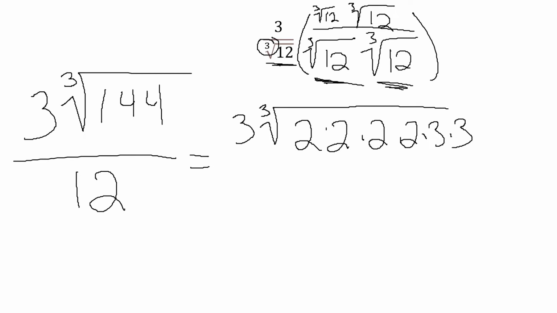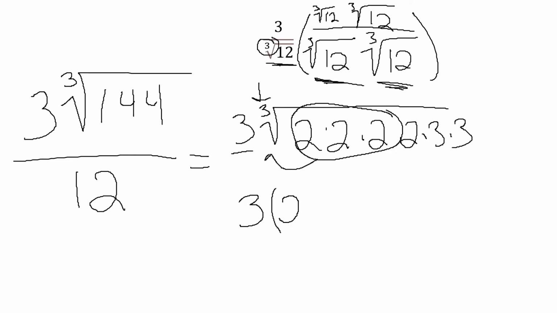Now, in a square root, 2 of something pulls out as 1. In a cubed root, 3 of something is going to pull out. Okay? There's my 3 I started with. The 2 3s are going to pull out, and then whatever's left inside, I'm going to remultiply. 2 times 3 times 3. 2 times 3 is 6. 6 times 3 is 18.